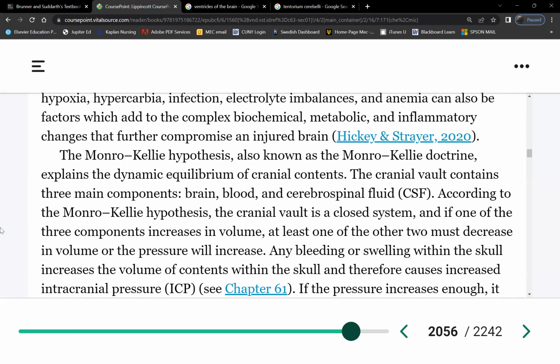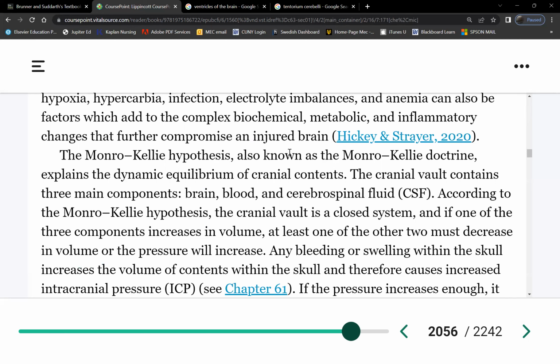Let's talk about the Monro-Kelly hypothesis or doctrine. First of all, this doctrine or this law applies only to a closed head injury. What does it apply only to? Okay, so this hypothesis does not apply if you have an open head injury. So this is referring to there could be a fracture, however, the fracture is not displaced. Okay, it's a closed fracture of the head.